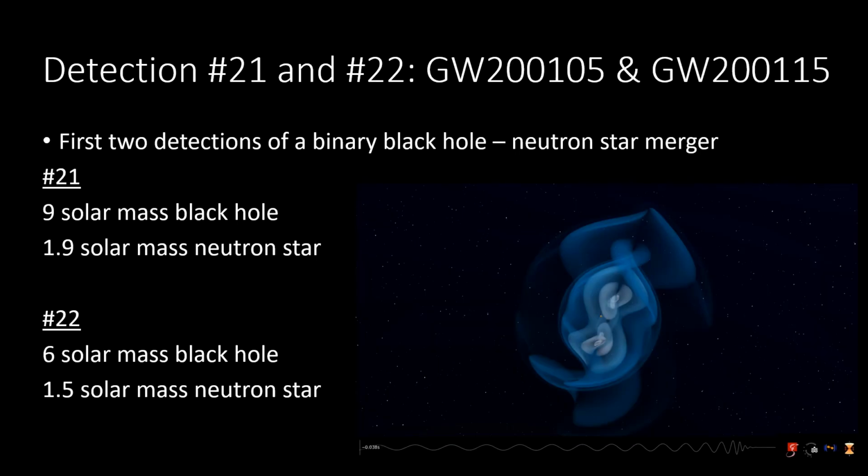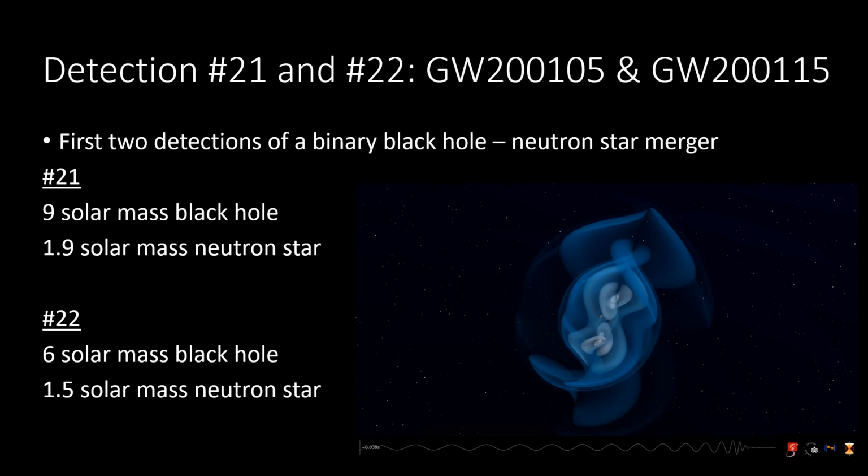The last detections that I want to cover in detail are detections number 21 and 22. These are both detections of a binary black hole neutron star merger. So in each case, you had one of each. You had a black hole and a neutron star. They were orbiting around one another. They ultimately spiraled in, collided, and the black hole consumed the neutron star.